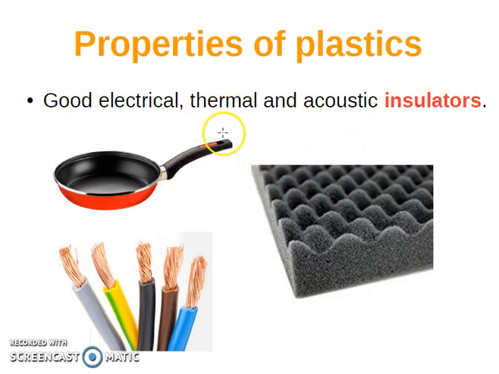So as you can see, the handle of a pan is made of plastic, so the handle doesn't hurt your hand while cooking. And they are good acoustic insulators. So it's very common to use some types of plastic to isolate walls, for example.